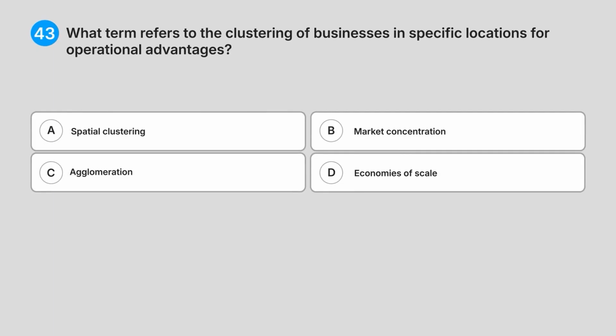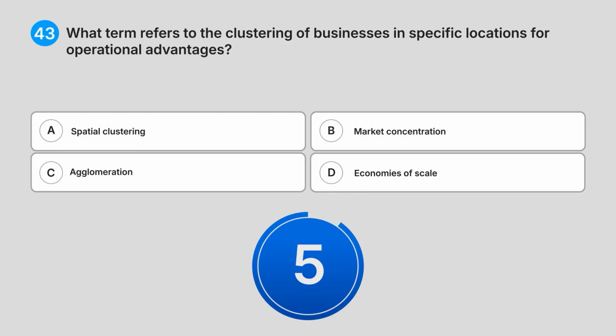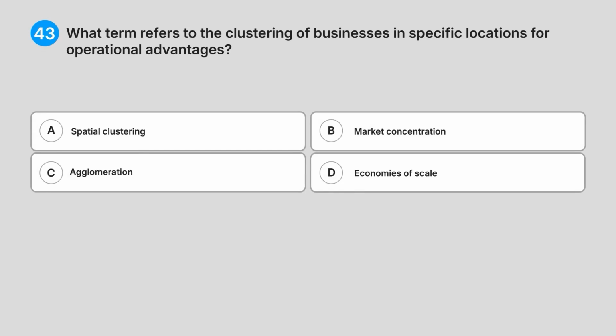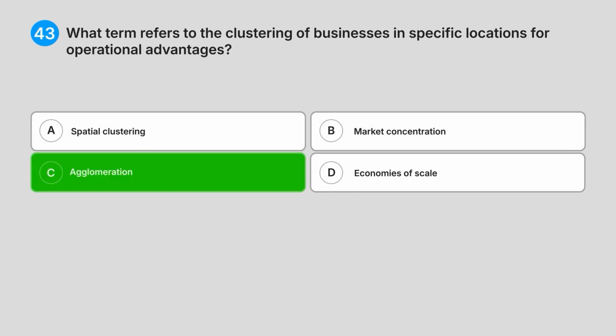43. What term refers to the clustering of businesses in specific locations for operational advantages? A. Spatial clustering. B. Market concentration. C. Agglomeration. D. Economies of scale. Do you know the answer? Correct answer, C. Agglomeration.